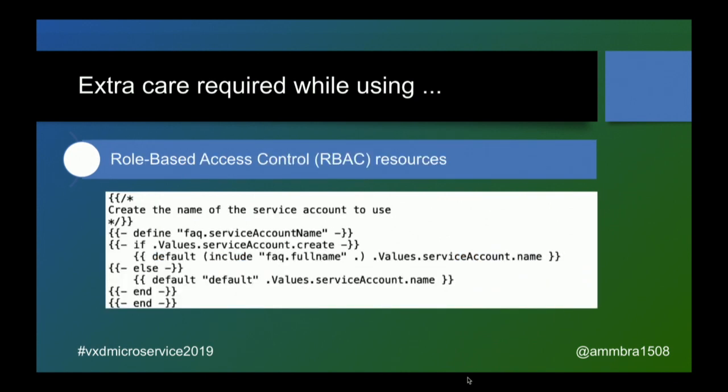Also, some extra care is required when using role-based access control resources. Based on that helper.tpl file, you can define the role-based access control resources, and you can use these in your configurations. But you need to be very careful about how you define them and how you use them across your deployments, in order not to end up blocking your deployments. These also need extra care while upgrading from Helm version 2 to Helm version 3, because there are going to be some things to tweak when making the upgrade.